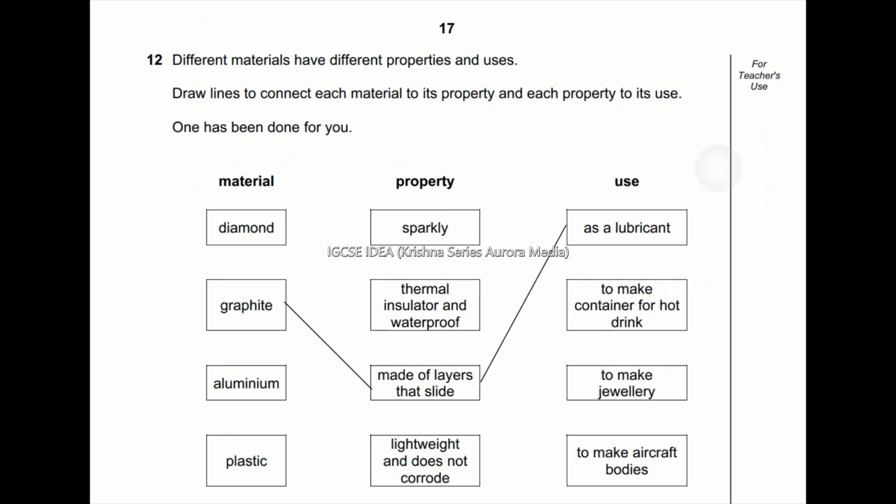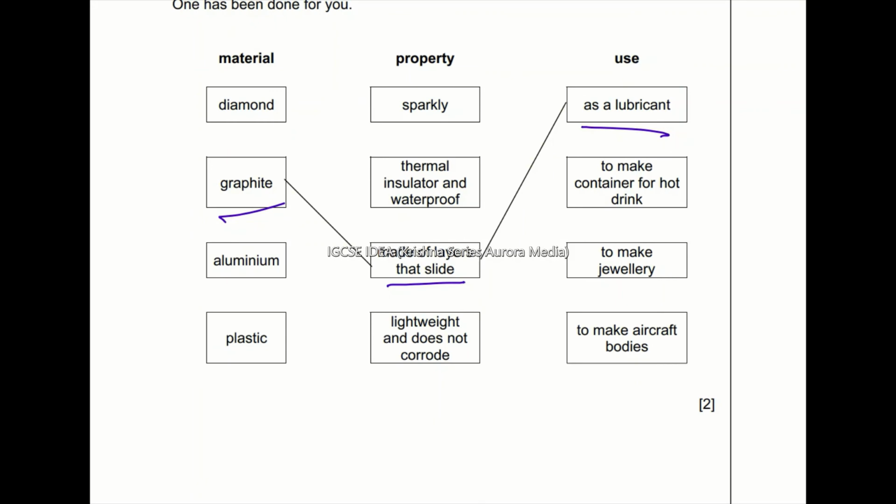Question 12. Okay, we have come to the last question of the paper. Different materials have different properties and uses. Draw lines to connect each material to its property and each property to its use. Okay, one has been done for you. Graphite, made of layers that slide, as a lubricant. Okay. Next we have diamond. Diamond is definitely sparkly and it's used to make jewelry.